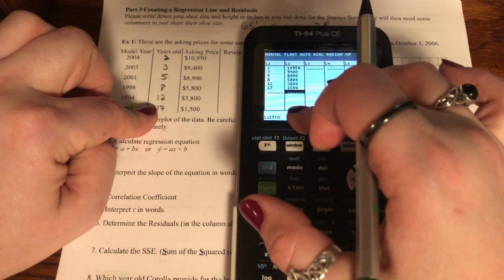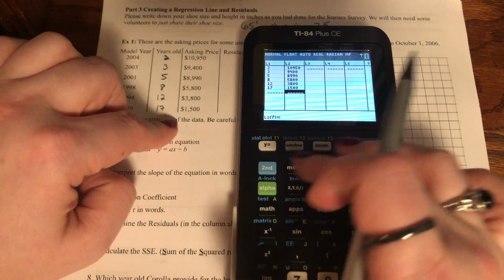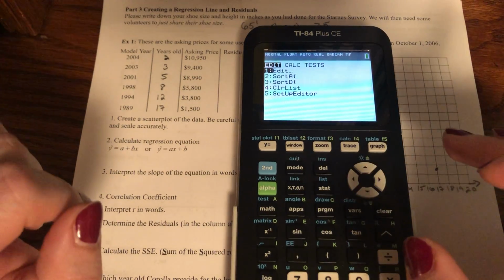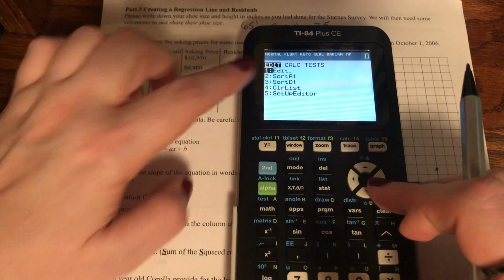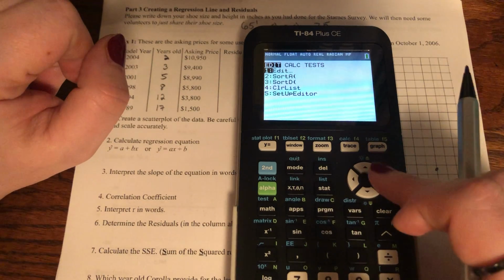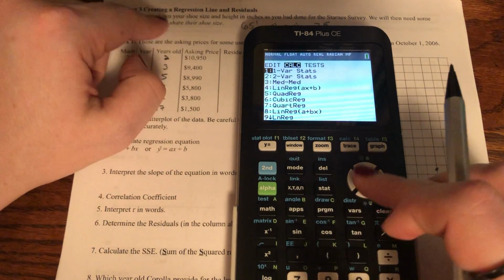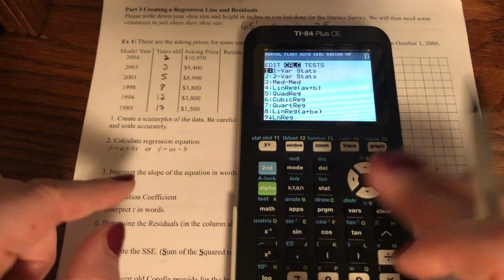Now once we have all of that done, I'm going to hit second mode to quit out of this and go back to the stat button. All right, once in there, I'm going to do calculations with the numbers I just entered. So I need to hit the right arrow to go to calculate. Now, what I want to do is a linear regression.